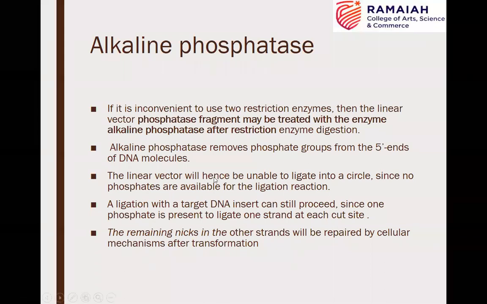So to avoid the formation of this religated vector without the incorporation of the target DNA, we have another way. One way I suggested in the previous slide is using a distinct pair of restriction enzymes, so that the ends will be non-compatible to be ligated. But I also mentioned that many times using two different enzymes will be a cumbersome process. As an alternative, we can use the enzyme alkaline phosphatase. This alkaline phosphatase is the enzyme which removes the phosphate groups from the 5' end of the linearized molecule.